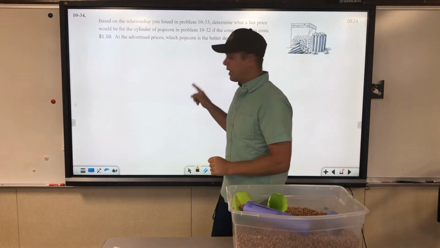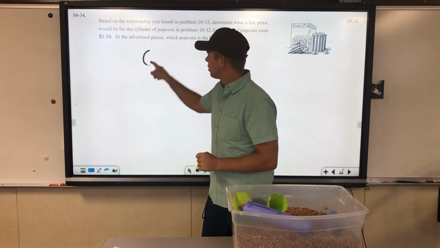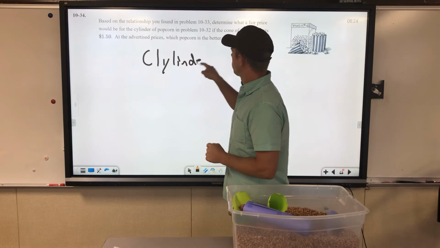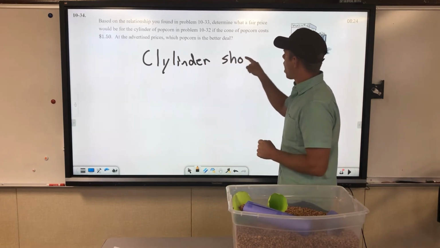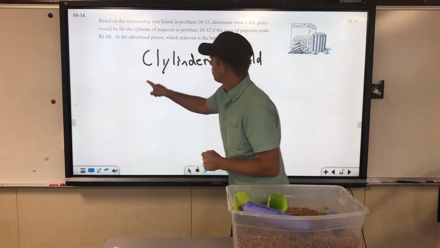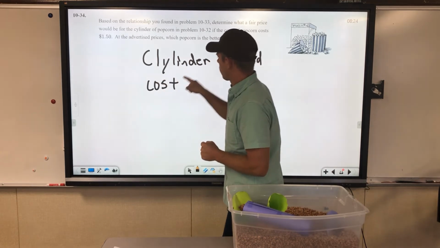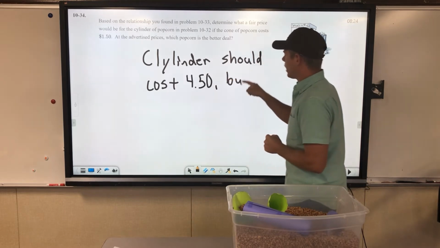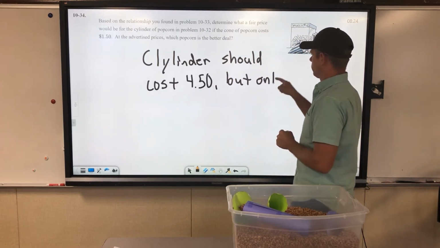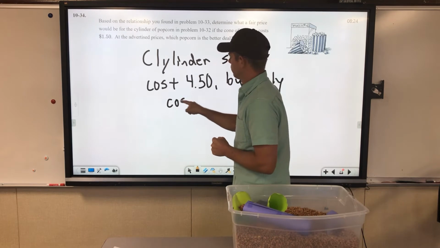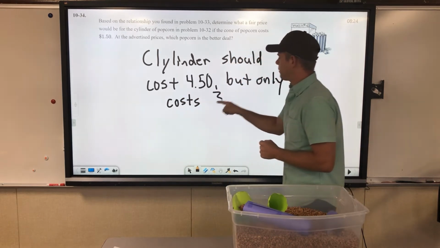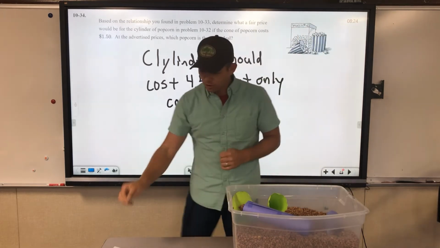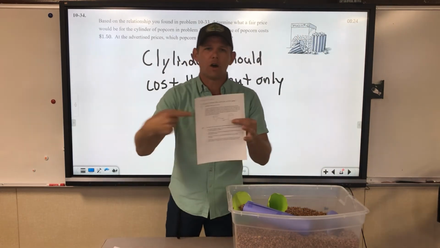What you should write here is that the cylinder should cost $4.50, but only costs $3.50. Okay? That's what this problem is asking you to do, but I would rather you write it down on 10-32.